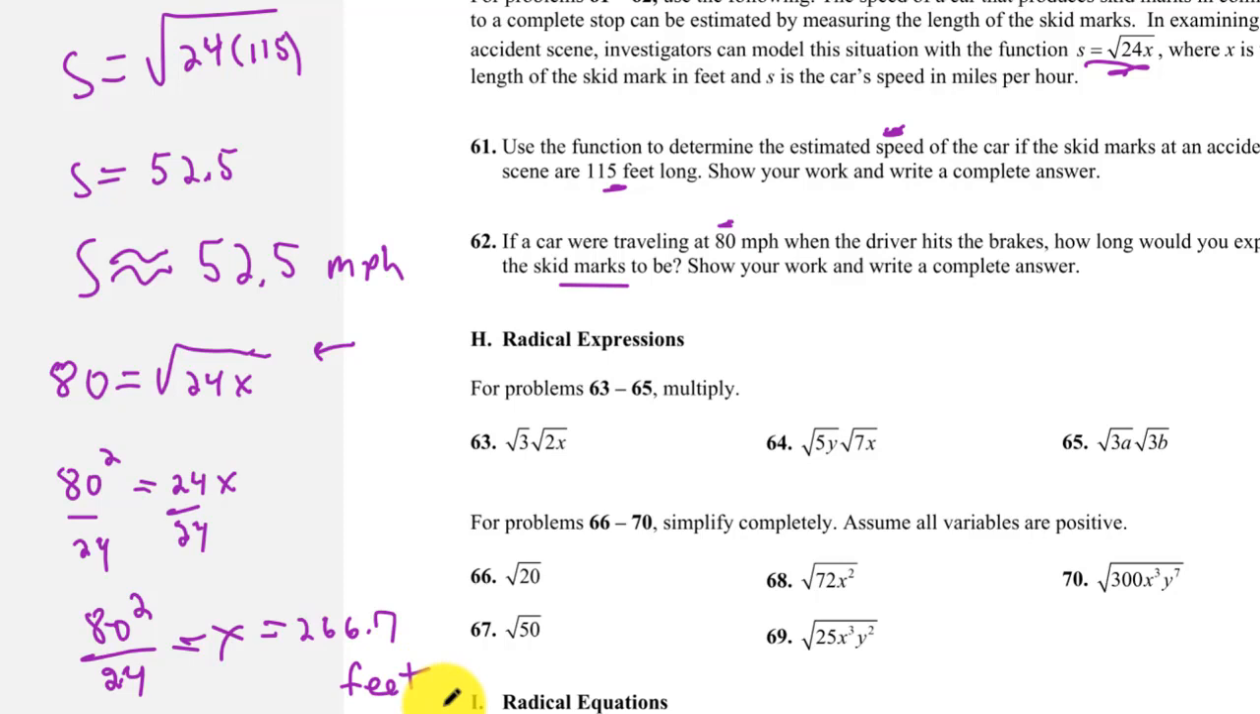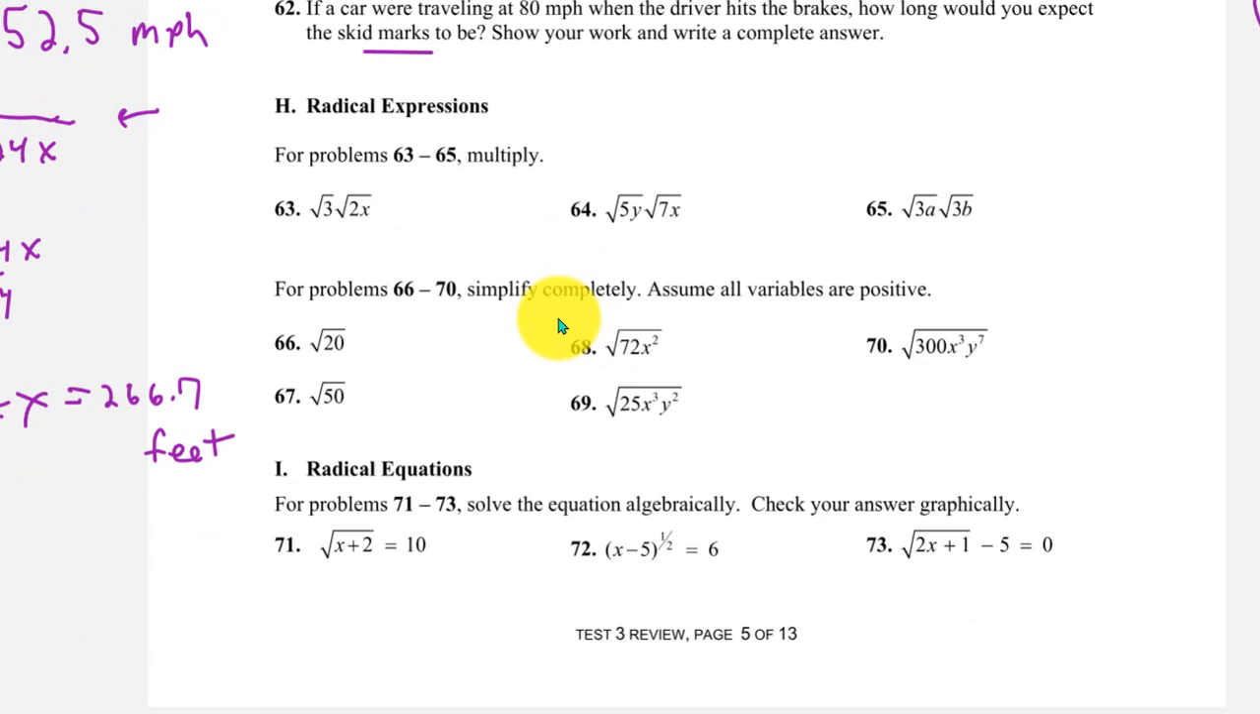And remember, that's in feet. All right, so if you see skid marks at 266.7 feet, that means the car was traveling at about 80 miles per hour. Okay. Let's do a couple more.